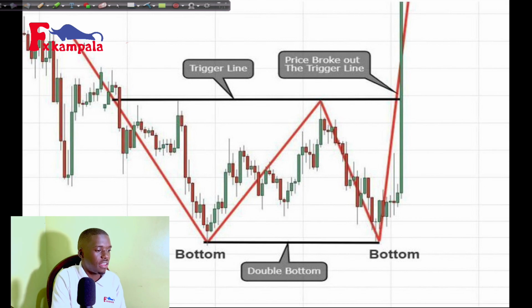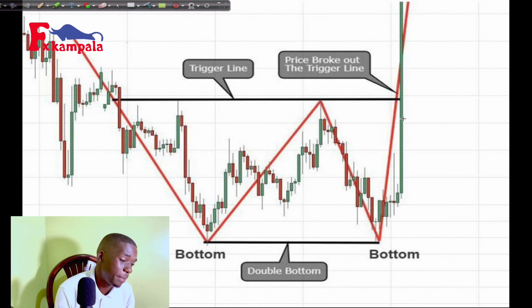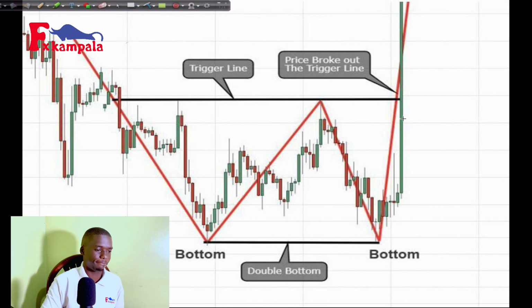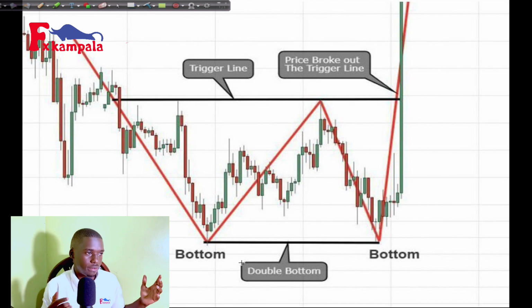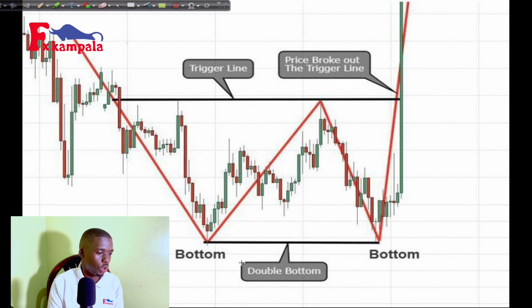So for this case, this is a prior trend, this is head 1, head 2, and then bottom 1, bottom 2, and then the break at this point, which we are making our neckline. So that's all we can say about the inverse head and shoulder.